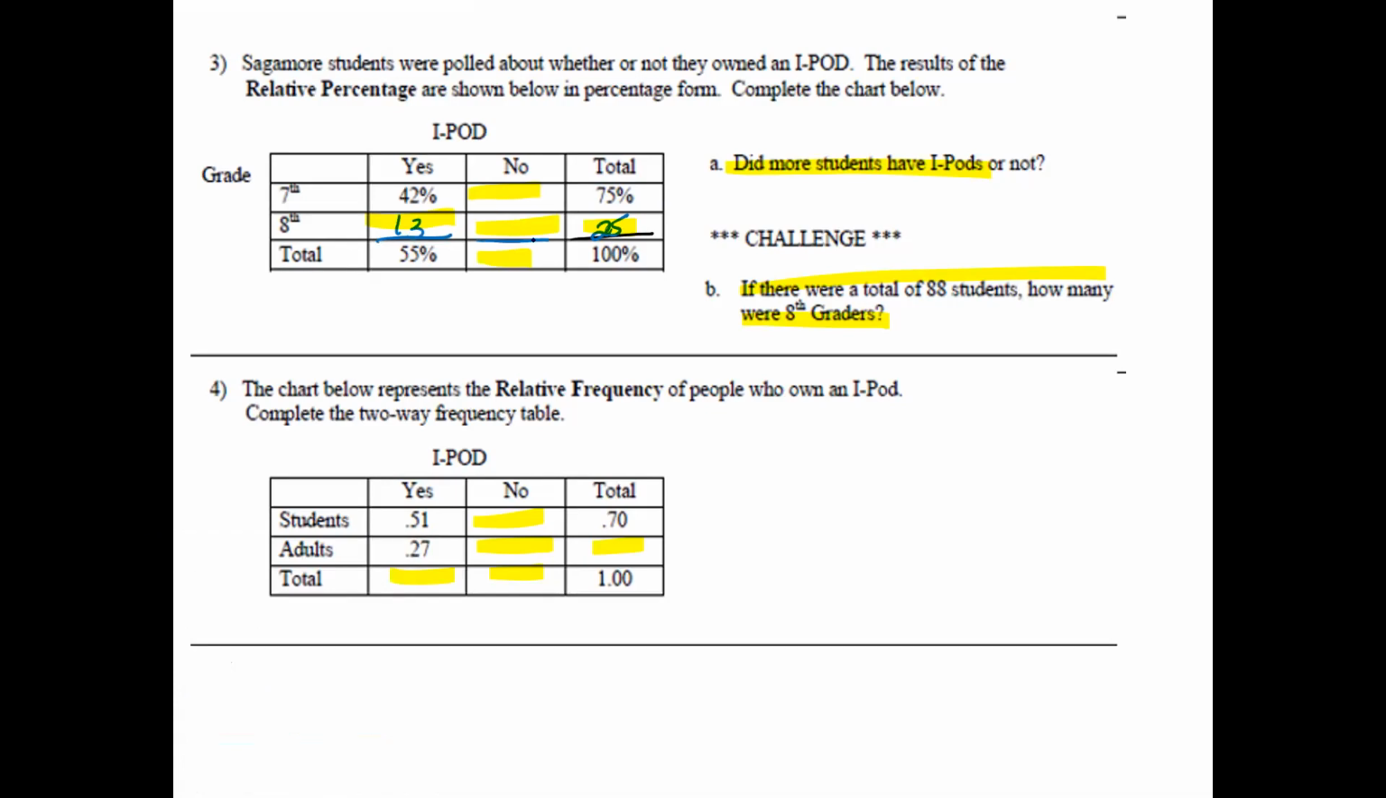Next, you could take a look at this column right here. 25 minus 13 is going to give you a 12. And then take a look at this column right here. 75 minus 42 is going to give you a 33. And then lastly, this column, you're not going to subtract because it's this total. So it's 33 plus 12, which is 45.